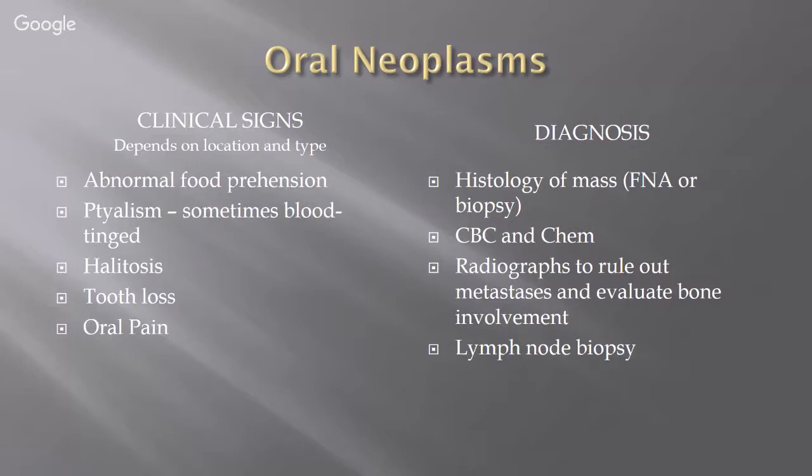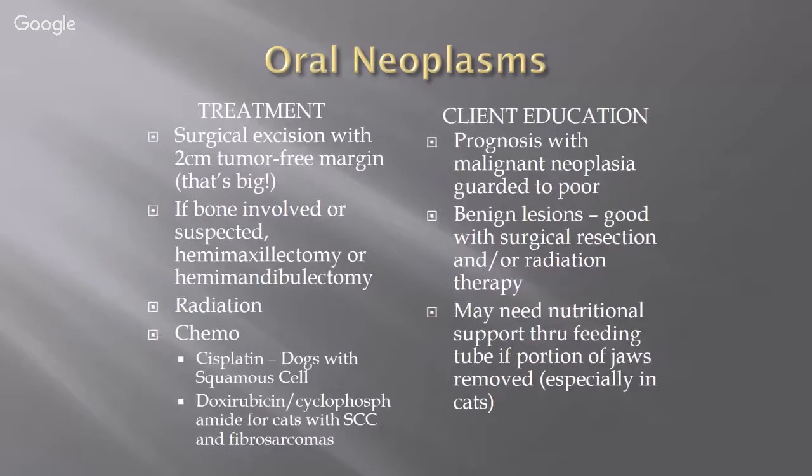CBC and chemistry, we want to rule out metastases and evaluate bone involvement. So we'll take x-rays of the chest and x-rays of the mouth itself, and then a lymph node biopsy to see if it's metastasized into that lymph node, the nearest lymph node. Surgical excision, we need to get a 2 centimeter tumor-free margin. That's a lot of tissue in a mouth. If the bone is involved or suspected, we may remove a portion of the maxilla or the mandible.